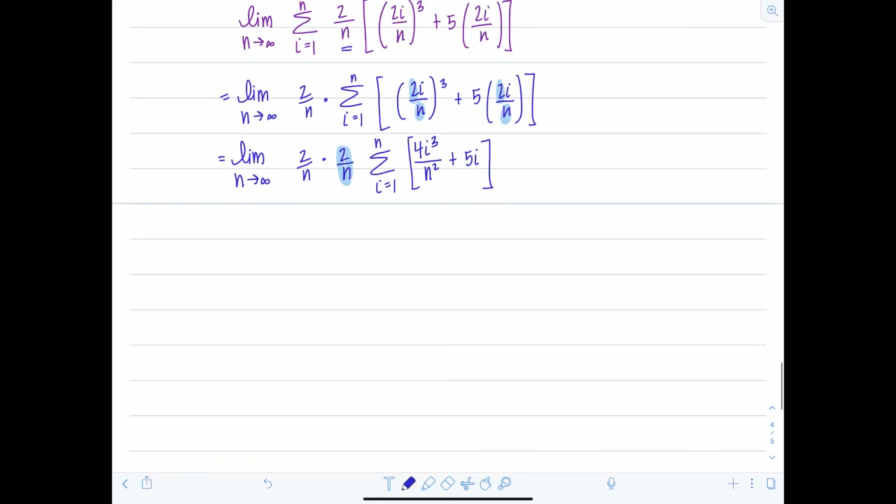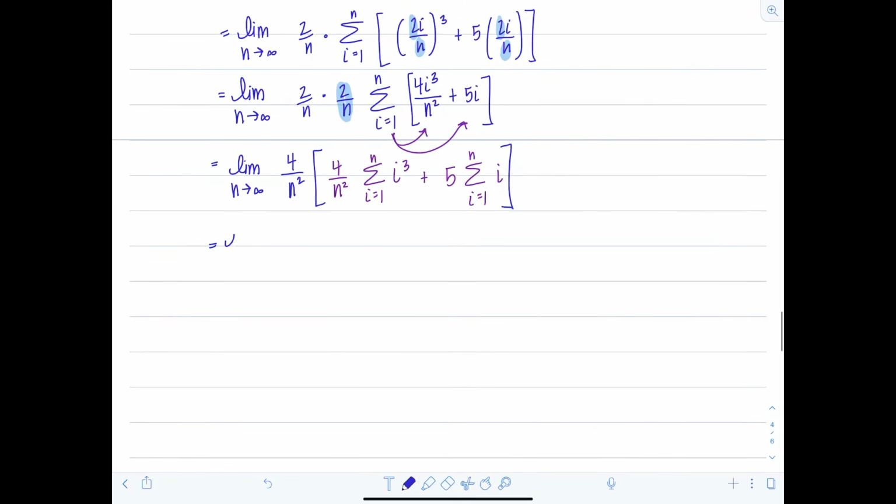Okay, now similar to last time, I have the limit as n approaches infinity. This is going to be 4 over n squared. And then now I'm going to distribute this sum across the terms and also pull out whatever constants I can. So I'm going to write this as 4 over n squared times the sum i equals 1 to n of i cubed plus, let's take out that 5, the sum i equals 1 to n of i. Nice, so things are coming along.